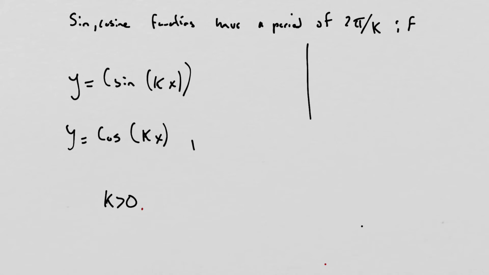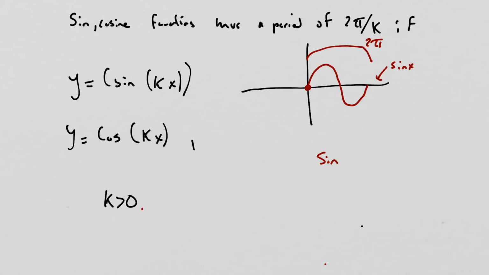As a quick example, if we had our function sine x, and we were only looking at the period from 0 to 2 pi, then if we apply the transformation sine evaluated at 2x, this will change our period from 2 pi to 2 pi divided by 2, which will be pi. This means that our function sine x will be shrunk into the interval from 0 to pi.